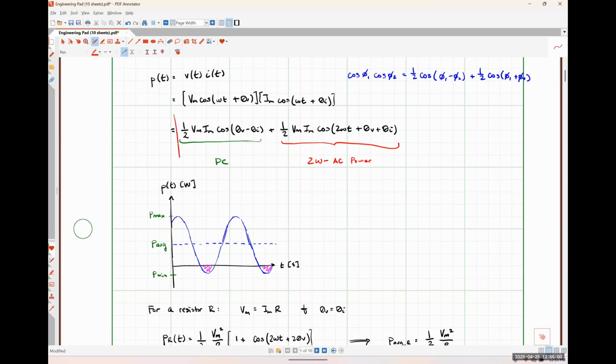So this expression is the most generic representation that we have, okay? It works for everything, okay? It requires us to know both the voltage drop across our network of interest as well as the current flowing through our network of interest, okay?